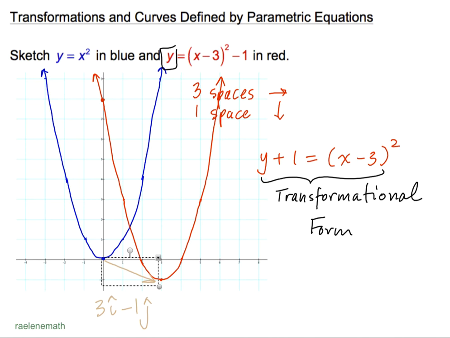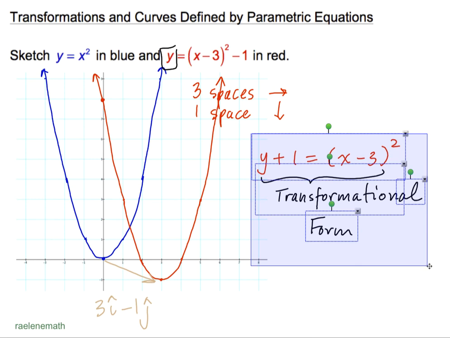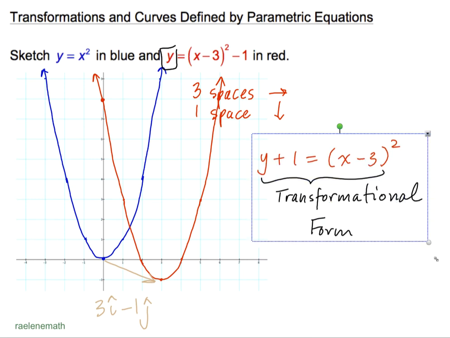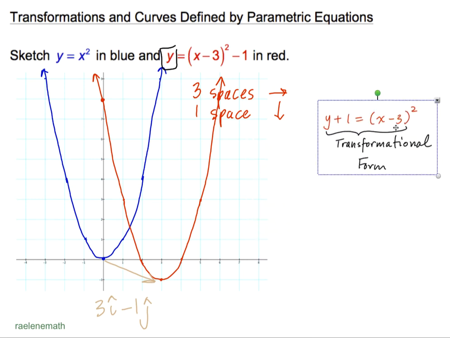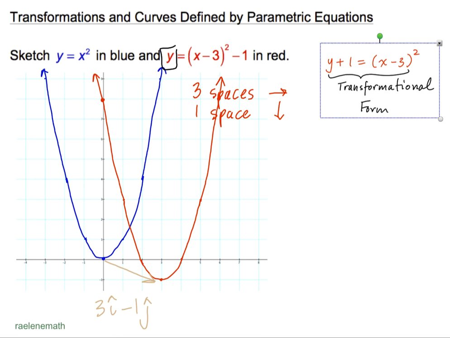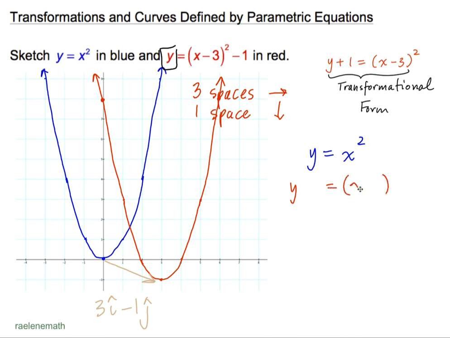So if we go back over here to this case, we can see what's happening when we consider the parent graph. The parent graph is the blue one, and the blue equation is y equals x squared, and the transformational form lines up underneath with red y coordinates: y plus 1 is equal to x minus 3 all squared.